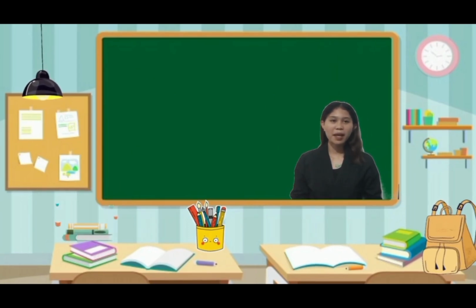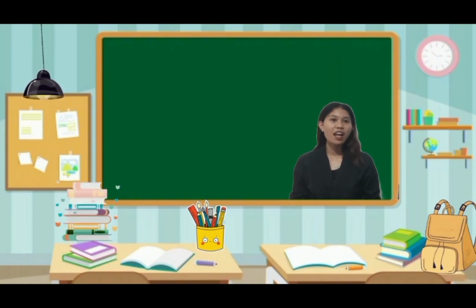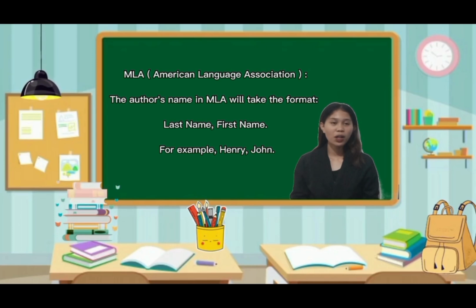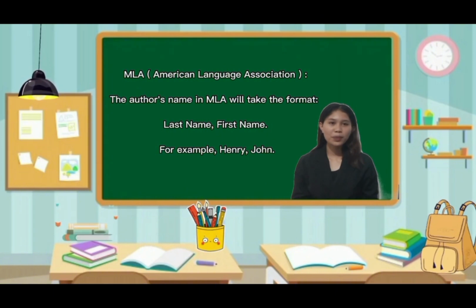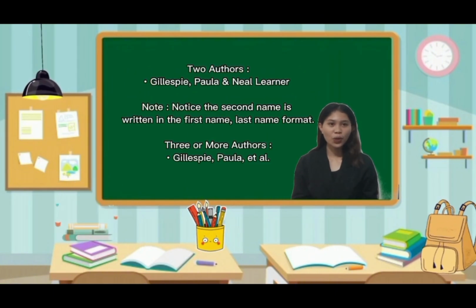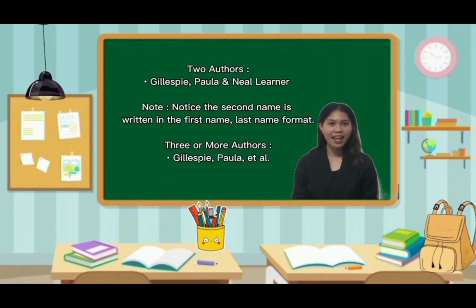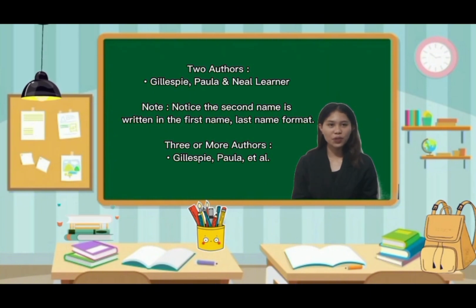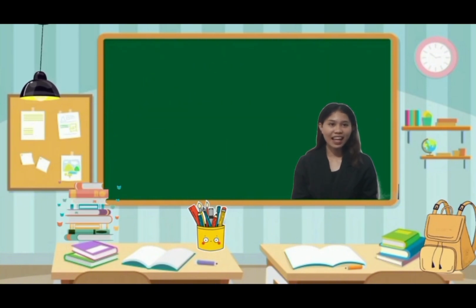To differentiate MLA and APA style, the author's name in MLA will take the format last name, comma, first name. For example, Henry, comma, John. The formatting of the author will vary based on how many there are. Two authors will be written out with an "and" separating them. With three or more authors, you will include the first author and then et al.